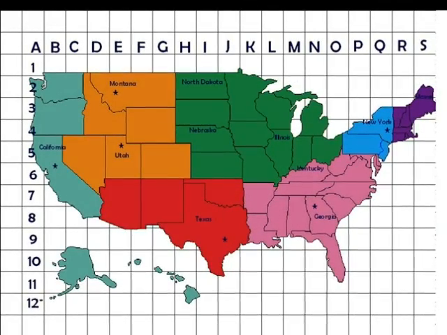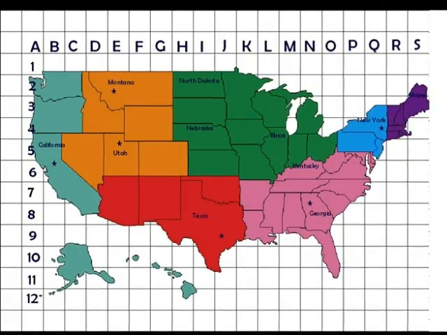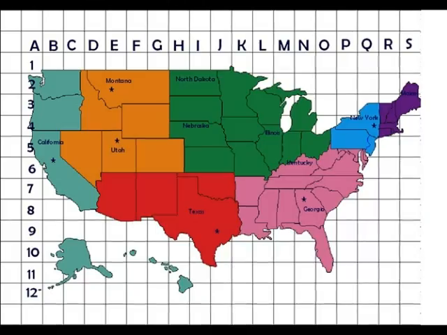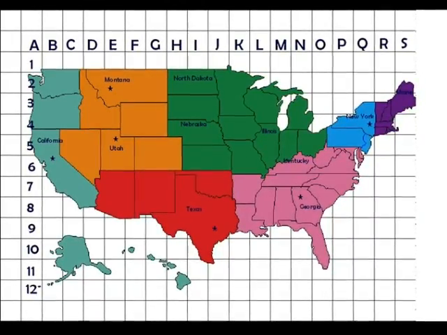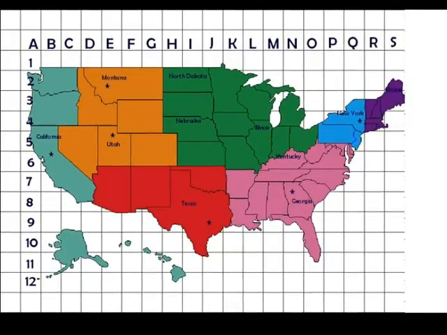Okay, are you ready to check your answers? Here are your answers. Texas is J9. Utah was E5. Montana was E2. And California, B6.